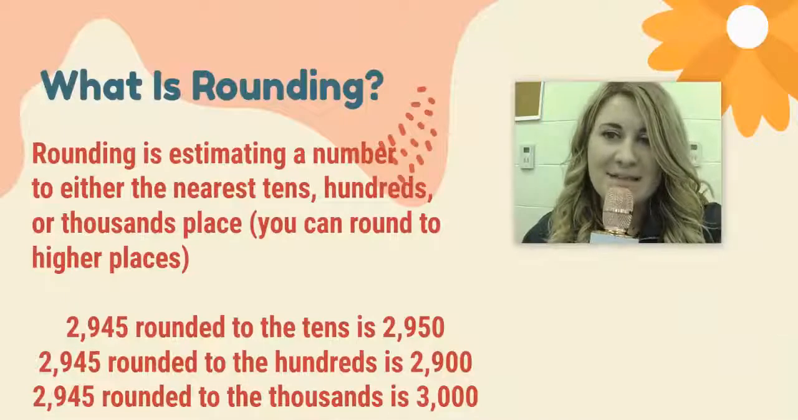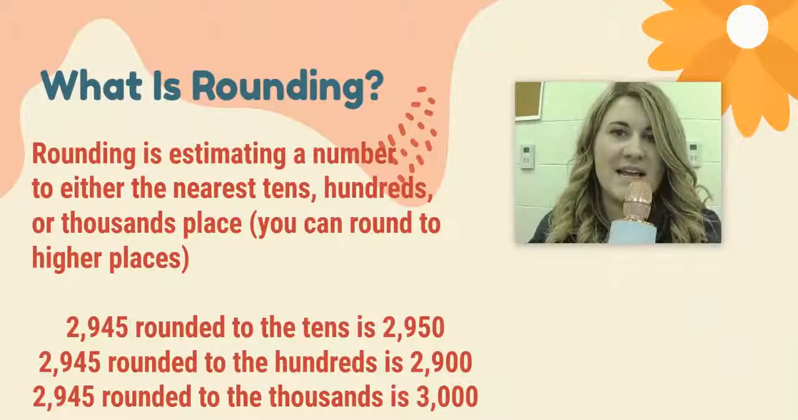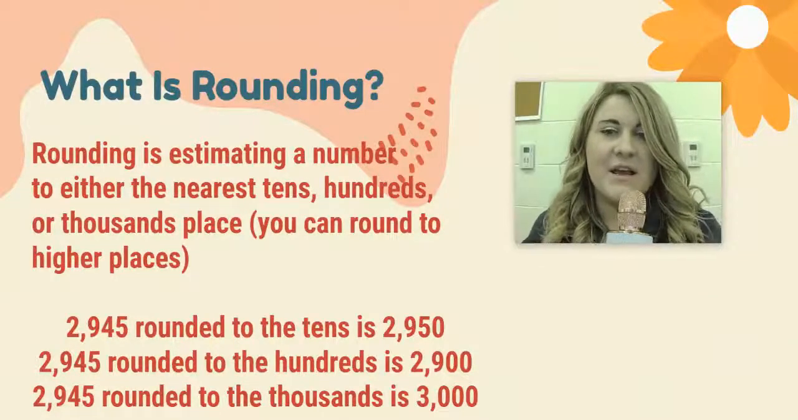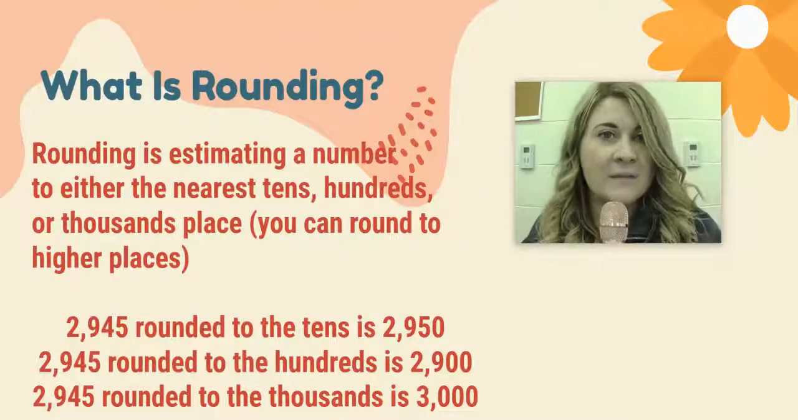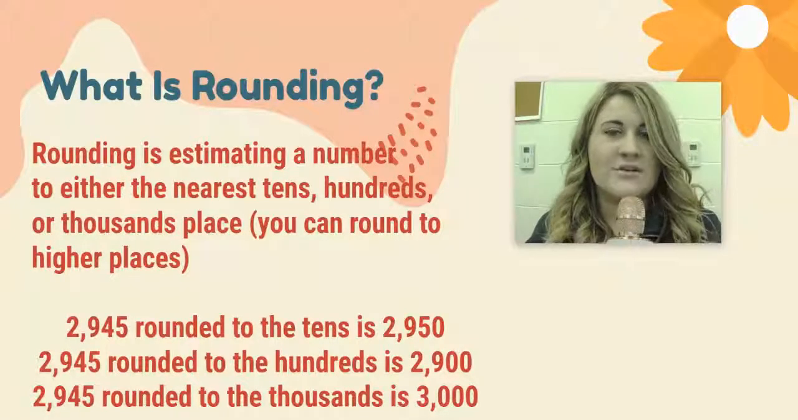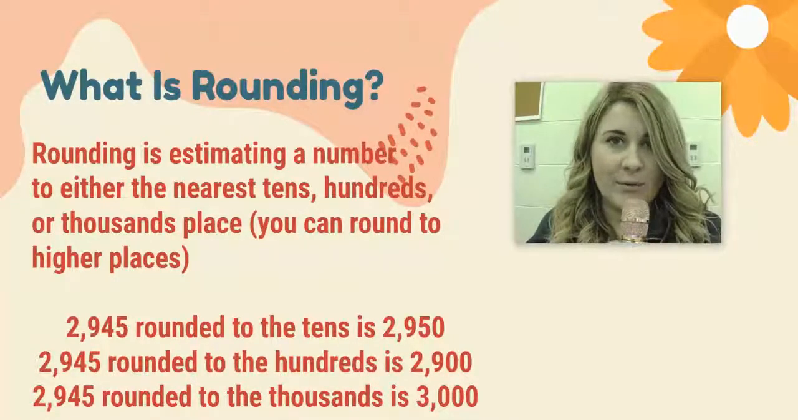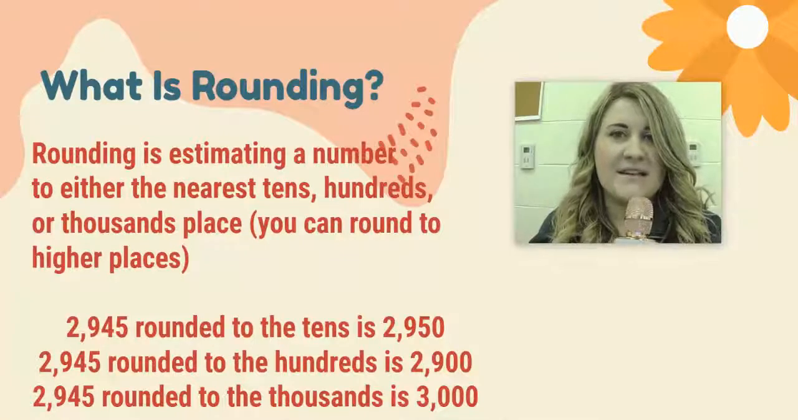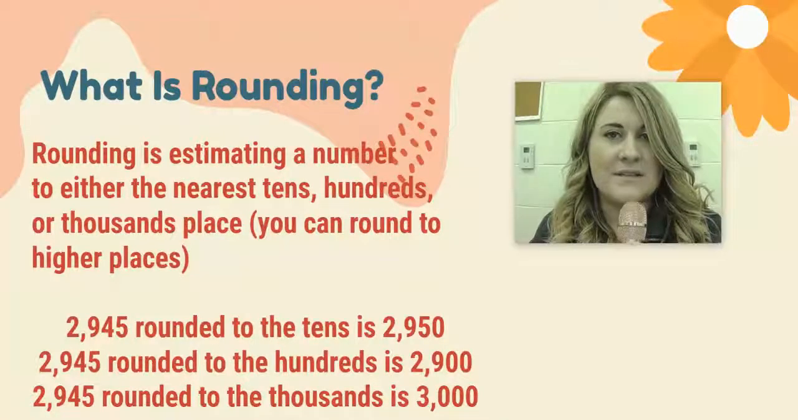First of all, what is rounding? Well, rounding is when you estimate a number to either the nearest tens, hundreds, or thousands place. You can also round to much higher places, but in third grade, we focus on tens, hundreds, and thousands. So basically what you're trying to do is round it to a number that ends in a 0, okay? Because we're trying to just kind of estimate, and estimate means to guess at the closest number.